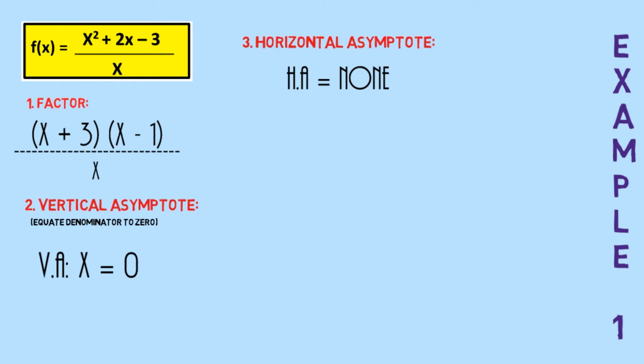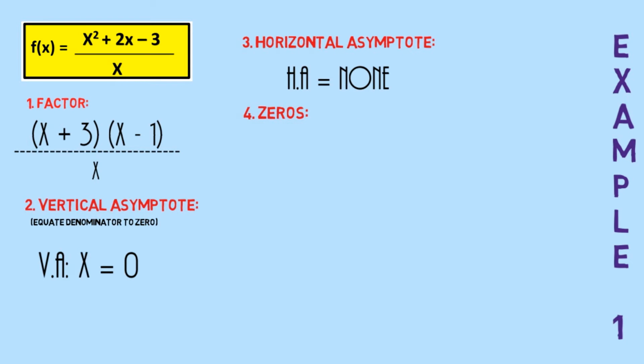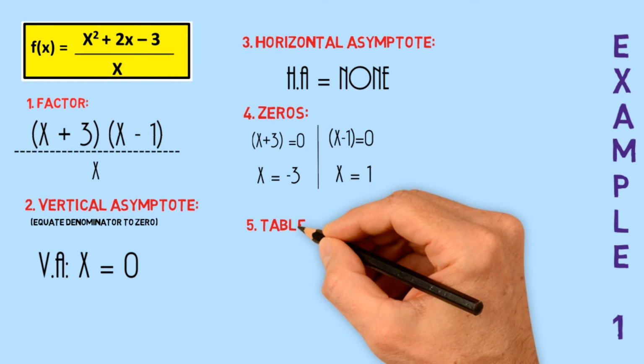Now, let's find the zeros. Equate x plus 3 to 0 and x minus 1 to 0 and transpose. Then we'll have x is equal to negative 3 and x is equal to 1. And now, it's time for us to plot the given table.